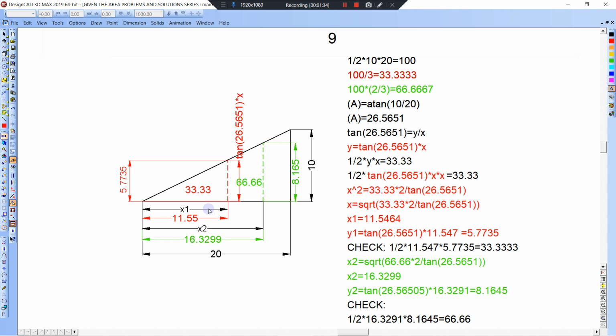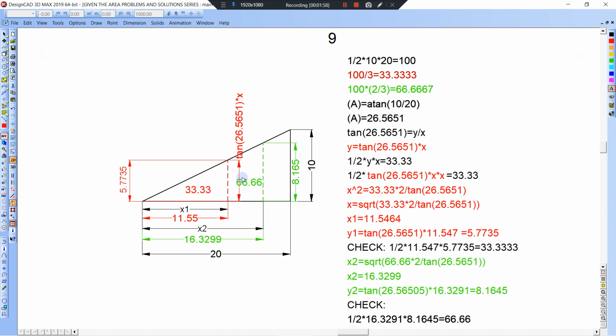We could use the actual decimal value, but it would get really hard to keep track of what it is, so we call it the tangent. So the arctangent of 10 divided by 20 is 26.5651. So the tangent of the angle is what tells us what that decimal value is going to be.